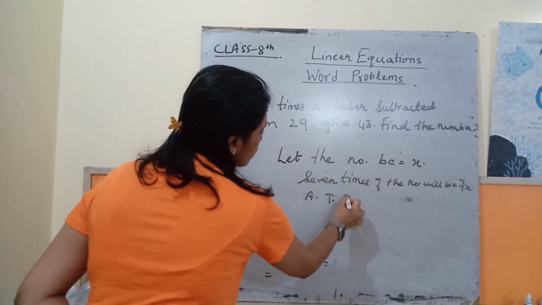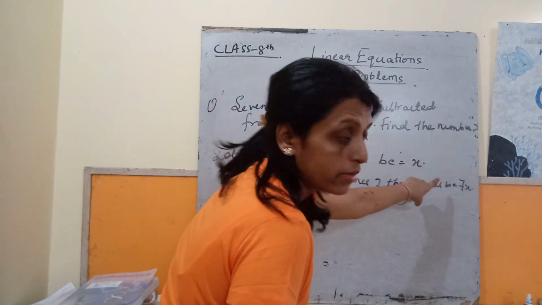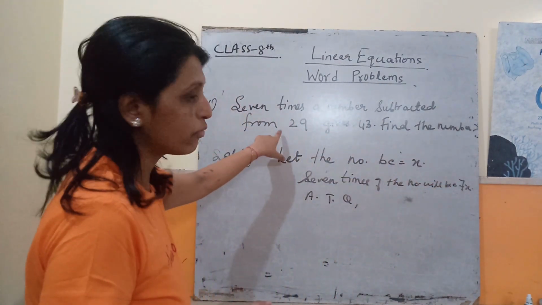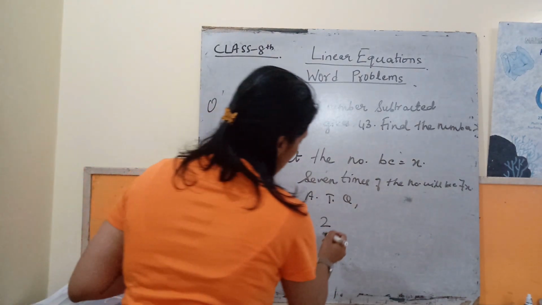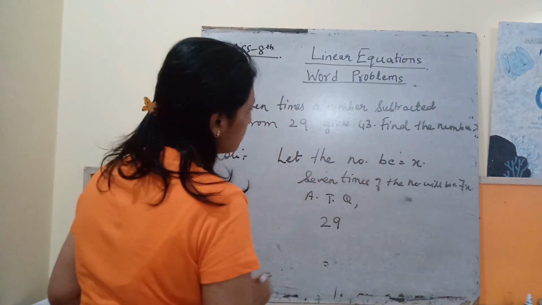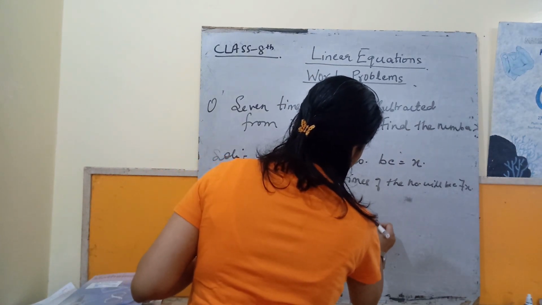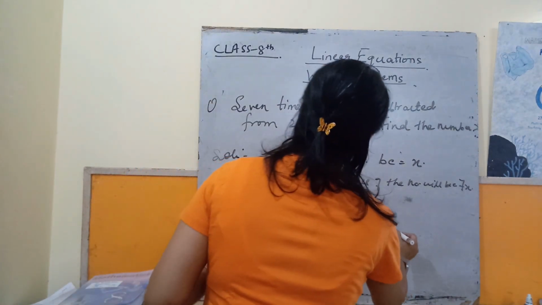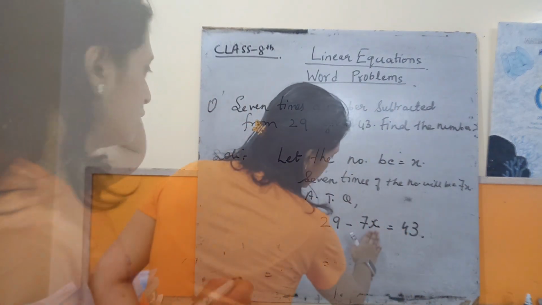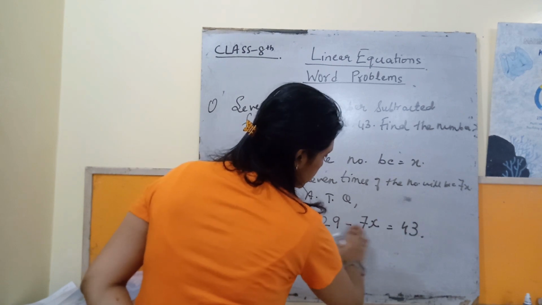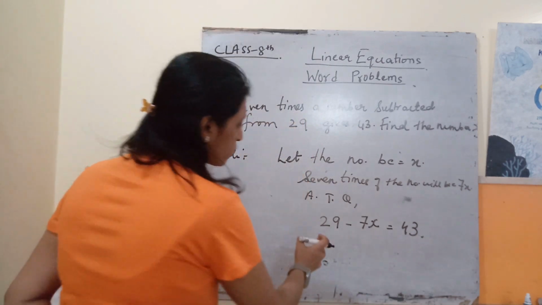According to the question, when the unknown number, the 7 times of that unknown number is subtracted from 29, that is 29 minus 7x. Okay, we get the solution as 43. The unknown number is subtracted from 29, we get 43 as the result. Okay. Now what we are going to do?